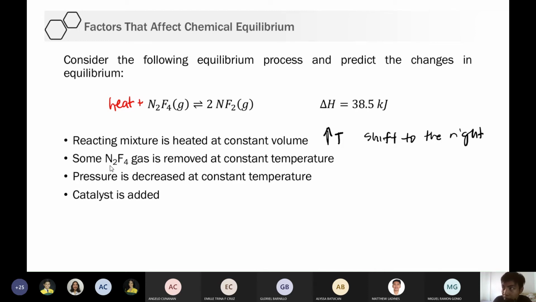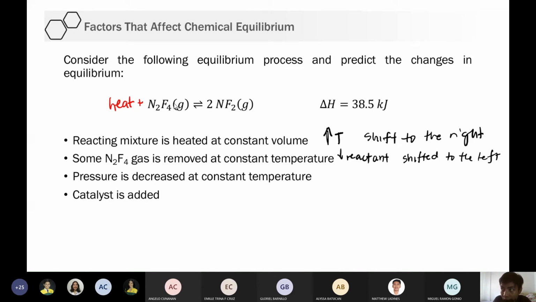Letter B, some N2F2 gas is removed at constant temperature. So ibig sabihin, binawasan mo yung iyong reactant. So, this is a change in concentration. If you decrease your reactants, what will happen to the equilibrium? Decrease reactant yan. The equilibrium will be shifted to the left. So the equilibrium will be shifted to the left when you decrease your reactants.